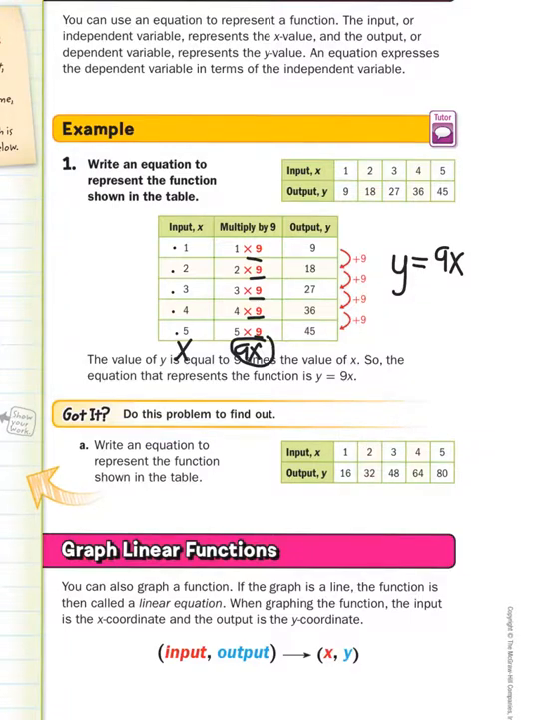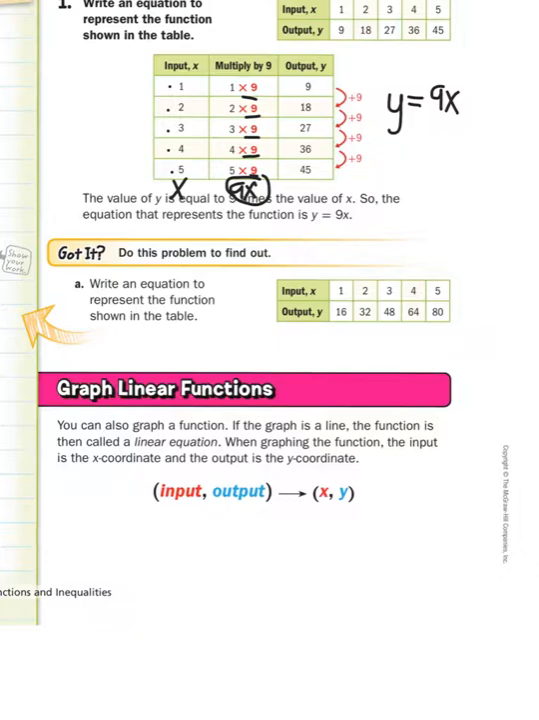So I'm going to get you started in problem A. It says write an equation to represent the function shown in the table. So I'll tell you what to do. Start it with y equals. Figure out the rule going from the x to the y, and that rule as symbols will be the second part of your equation. So if you think you can get it, pause it, do it, and check. Restart the video and check. If you're not sure, you can stay on the video and do it with me.